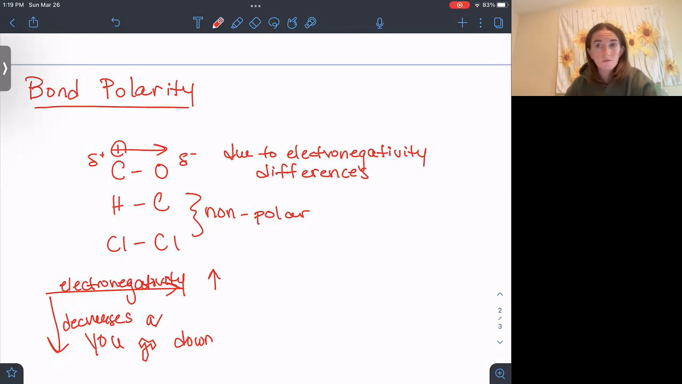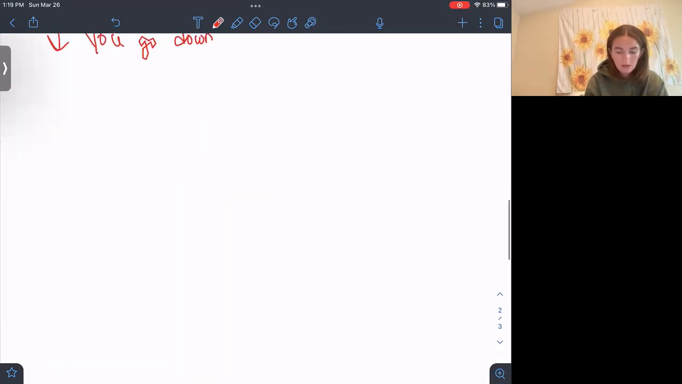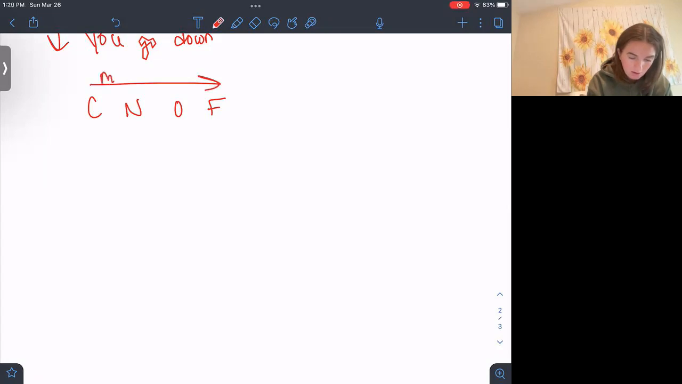No, so NH would be polar. NH would be polar, right? If we're looking at the periodic table, it goes carbon and then nitrogen and then oxygen and then fluorine. Okay, so is nitrogen going to be more or less electronegative than carbon? It's going to be more, right? More electronegative. So if hydrogen can be replaced here, this is also hydrogen, there is going to be a difference in electronegativity between hydrogen and nitrogen because nitrogen's more electronegative than carbon.